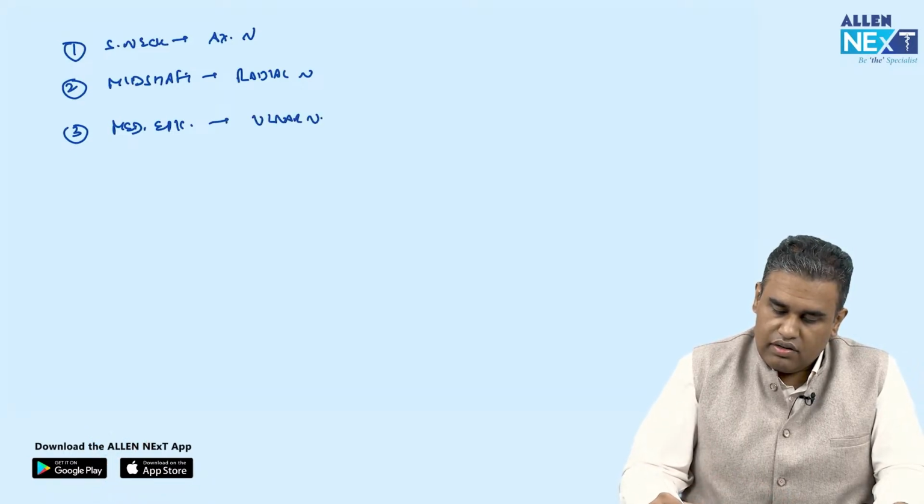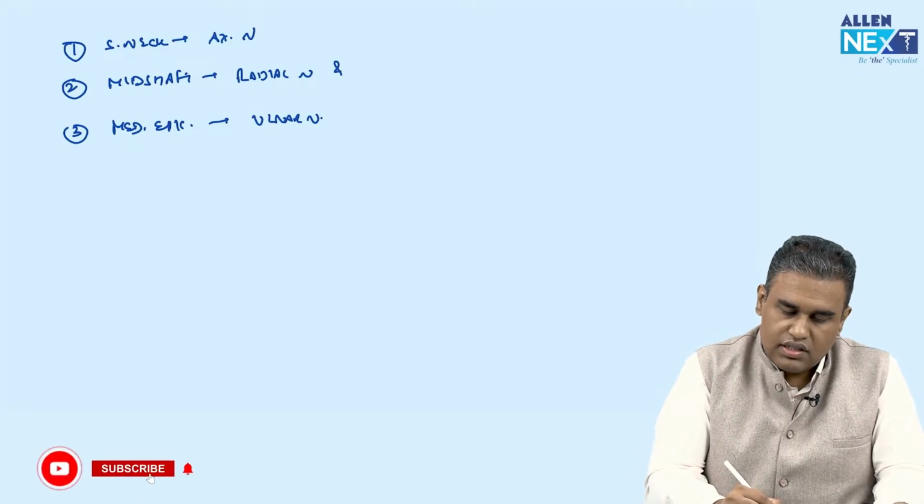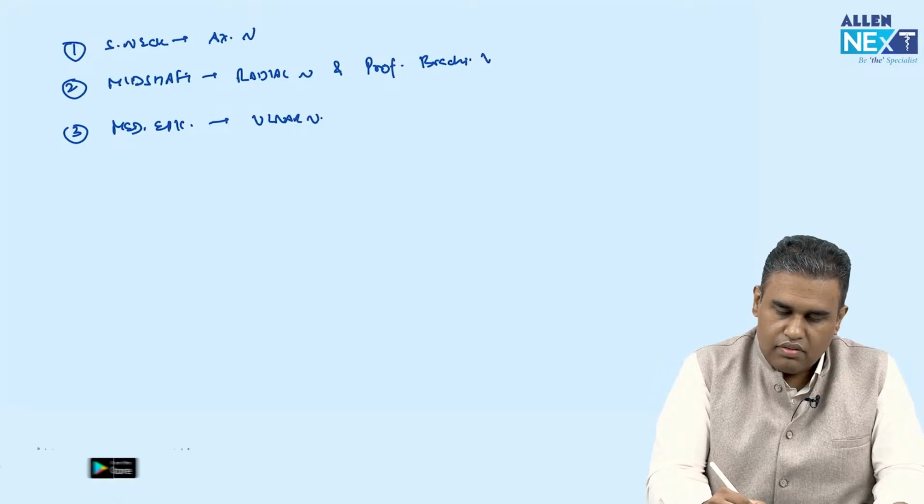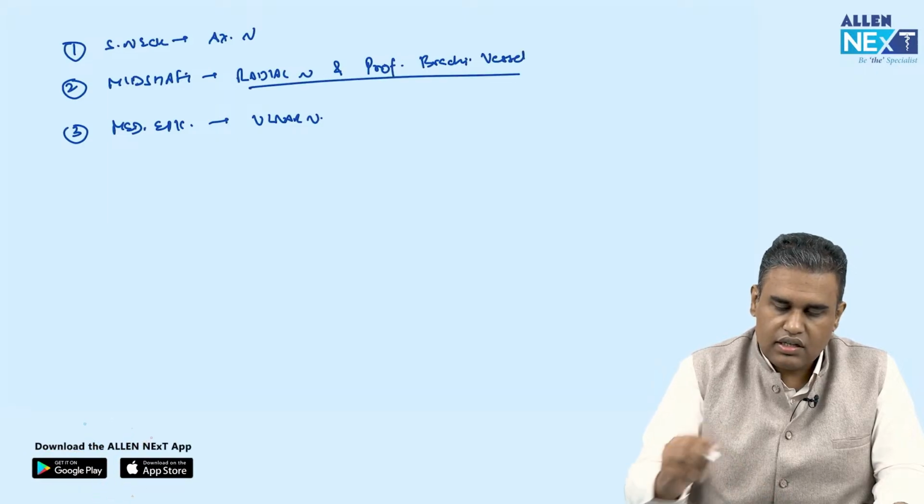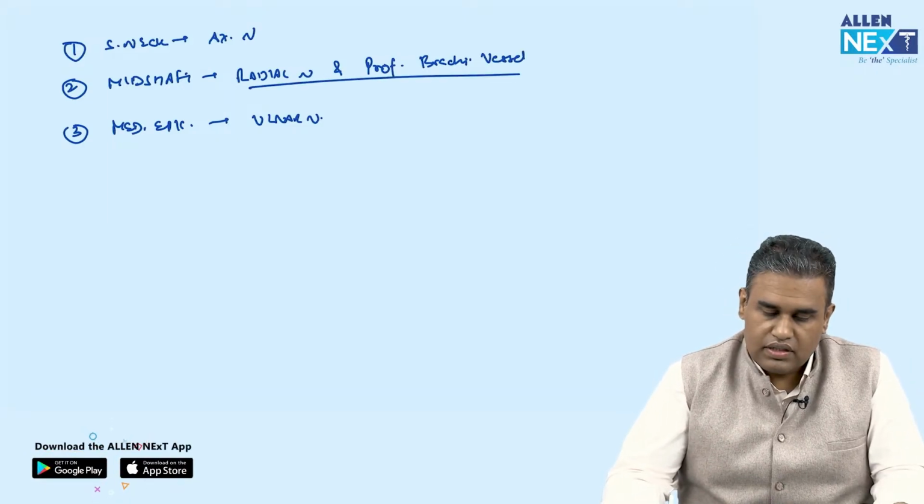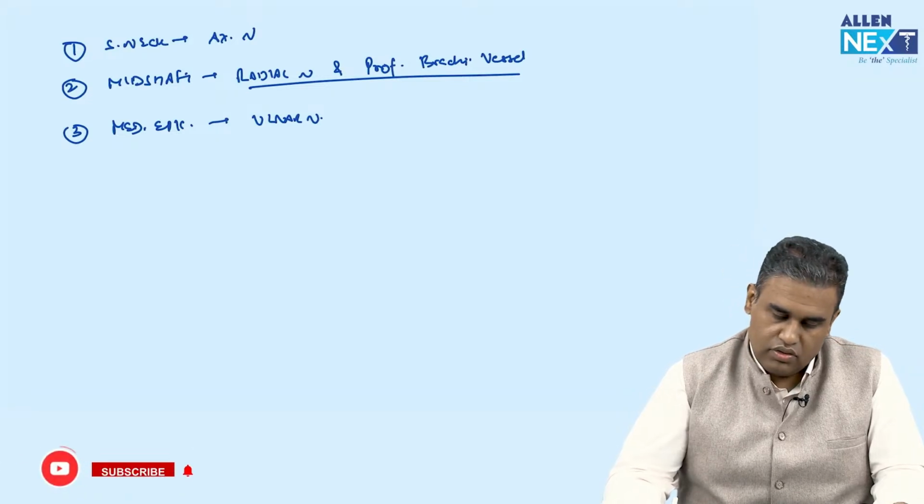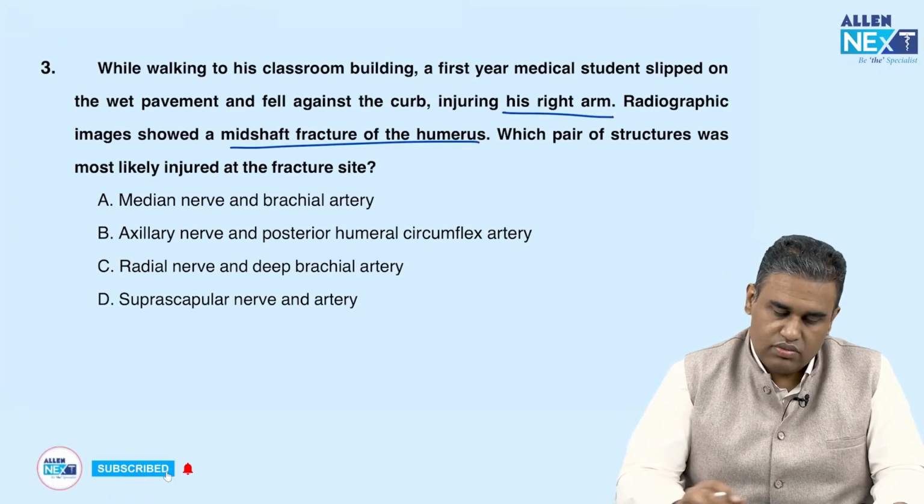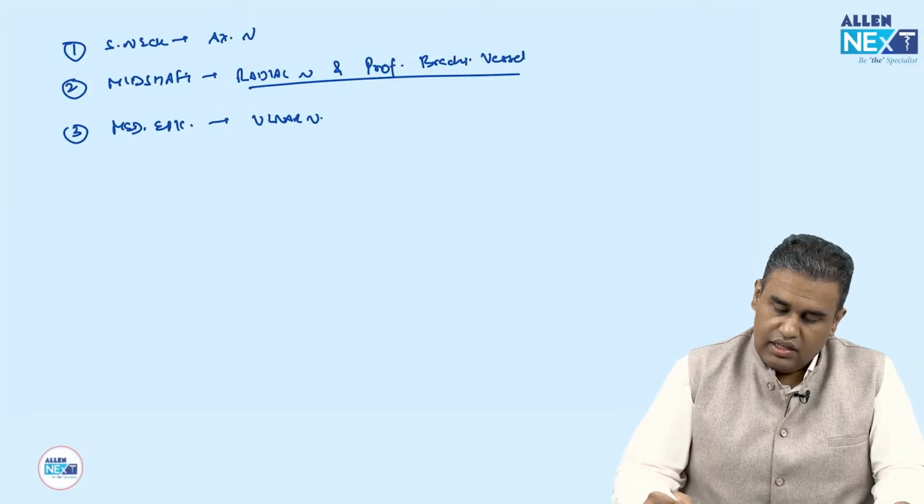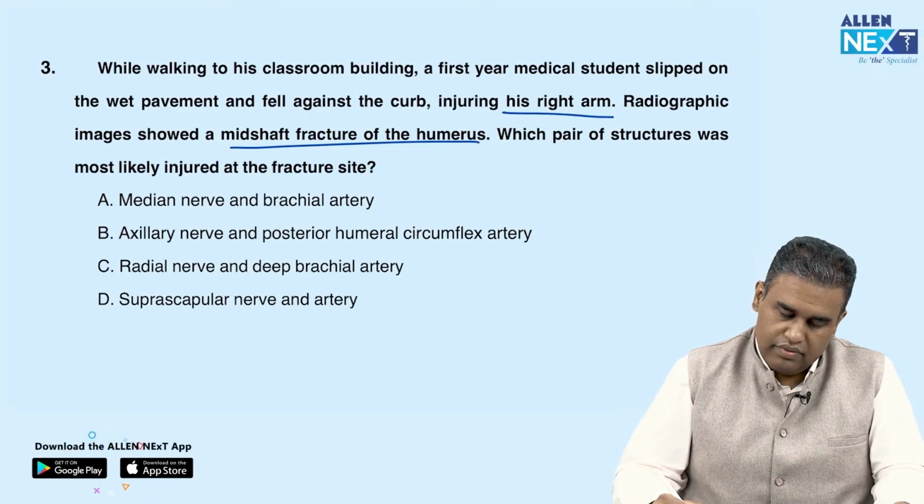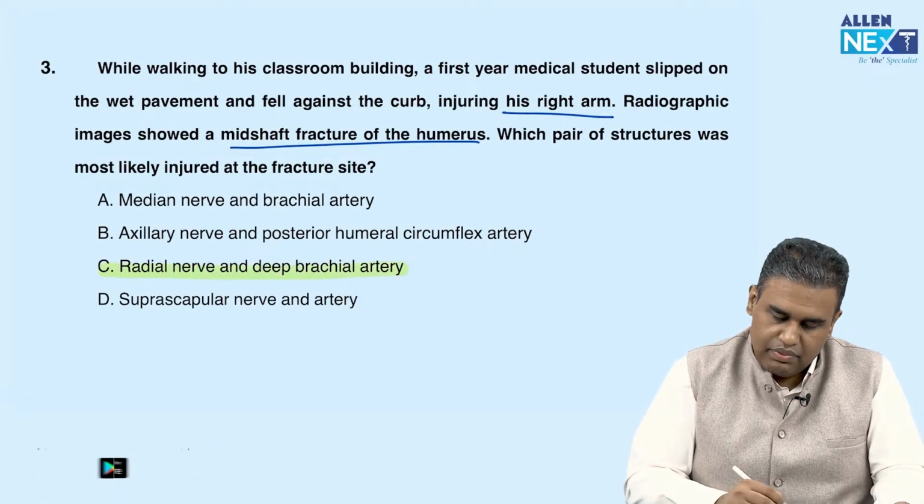Now, with the radial nerve, there is also one other structure that goes around, the profunda brachii vessel. These are the contents of the radial groove. They both pass in the radial groove. Now, the question says mid-shaft fracture, so obviously it has to be the radial nerve and profunda brachii. If you look at the options, we have option number C over here.